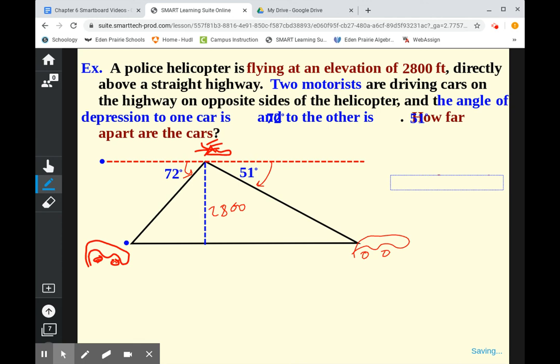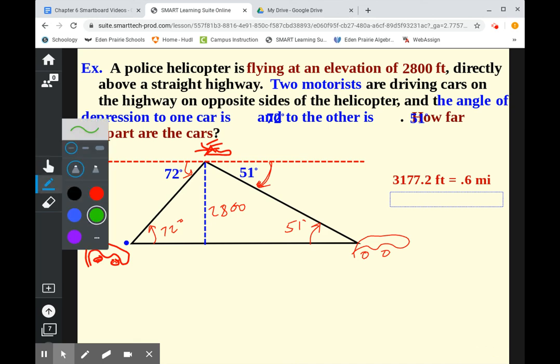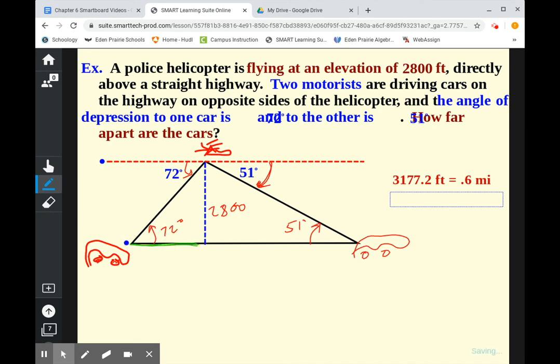Now, of course, like I said about alternate interior angles, if the angle of depression is 72, this angle of elevation is also 72 degrees. And over here, if that's 51 degrees for angle of depression, this angle of elevation is also 51 degrees. So if you want to practice this one and try to get the right answer, you notice that will be your correct answer, 3,177.2 feet. What you basically do is do two different problems, finding this side. It's like you use opposite and adjacent, so that'd be tangent. And then find this one, again, using the tangent, and then add them up.